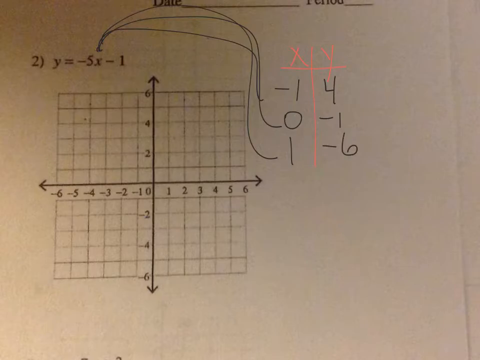So (-1, 4) is right here. (0, -1) is right here. And (1, -6) is right here. Connect those points. We have our line. If we're using slope-intercept form, we would first graph the -1, which is right here, and then we would go up 5, 1, 2, 3, 4, 5 to the left 1, or down 5 to the right 1.